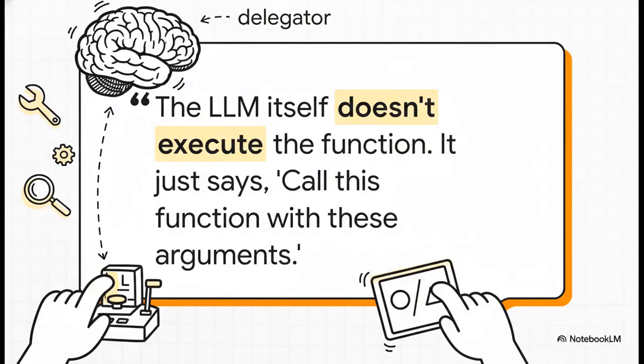So, this is the most important thing to remember. The LLM is the brain of the operation. It's the delegator. It figures out what needs to happen and which tool is the right one for the job. But your application, your code, is the hands. It's the one that actually does the work and executes the function. The LLM never, ever runs your code.